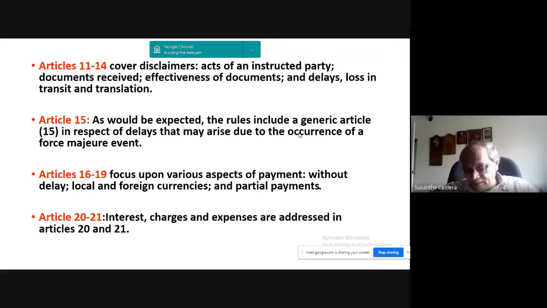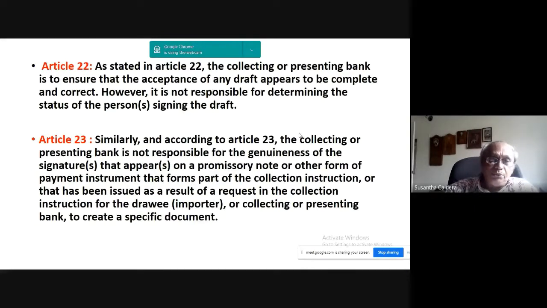Right? ඒ දෙක මේක හොඳට කියවන්න කියලා තේරුම් ගන්න. Article 22 is acceptance. The presenting bank is responsible for seeing that the form of the acceptance of a bill of exchange appears to be complete and correct, but is not responsible for the genuineness of any signature or for the authority of any signatory to sign the acceptance.